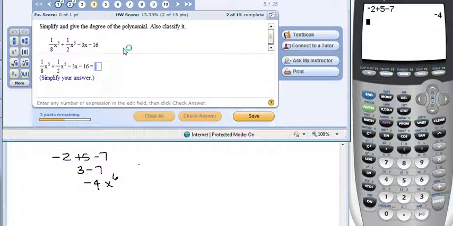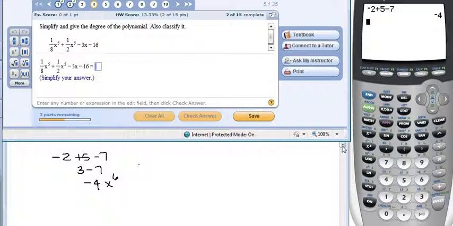All right, what's alike and what's not alike? It says simplify and give the degree of the polynomial. Also classify it. Well, all right, so the first thing that we're going to do is we're going to simplify. So simplification means combine any like terms that you have. Well, I can combine my x to the fifths, right? But I can't combine those with an x or no x's. These are all different. My x to the fifths and my x's and my numbers are all different. So all I can do is combine these two.